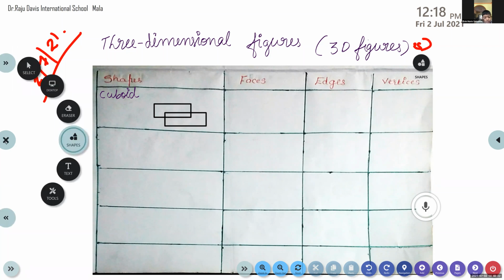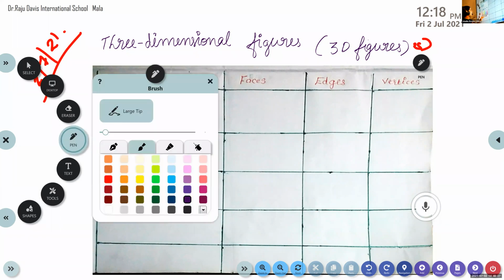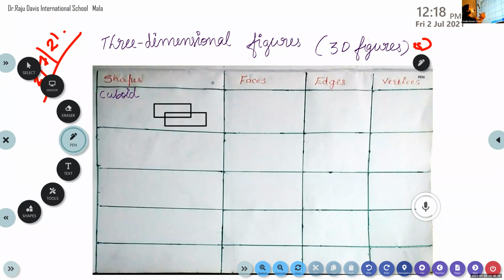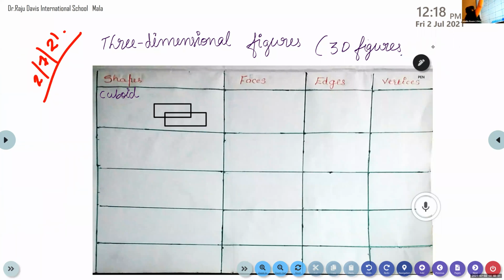Now what you want to do is join the corners. Join the corners of two rectangles. Please draw using scale and pencil. Join the corners. Finish. Okay, now your cuboid is ready.